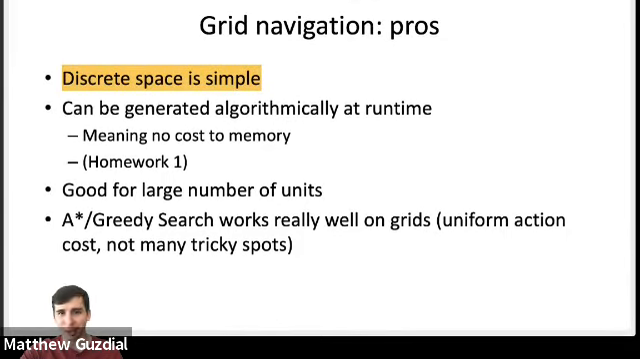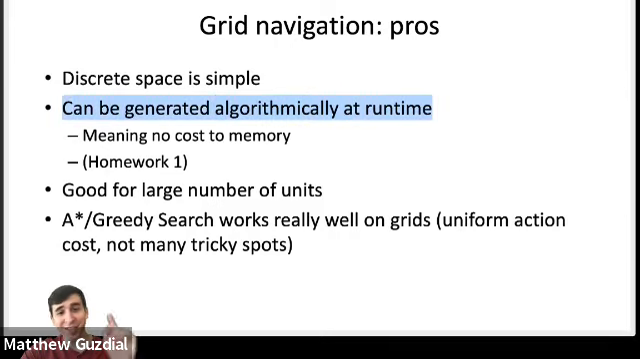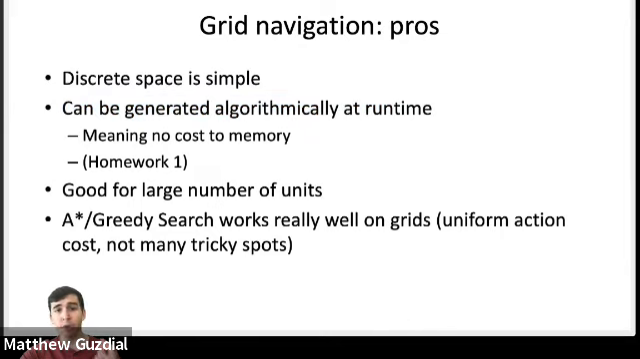Here are the answers that I came up with. Discrete space is simple. It can be generated algorithmically at runtime. This is what we're about to get to. Instead of having to hand design your grids, you can just generate them algorithmically, so there's no cost in memory. We don't need to store our grids, and this is what homework 1 is going to be about. It is also good for a large number of units.